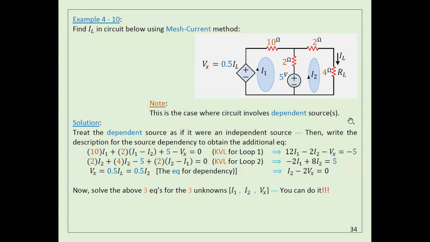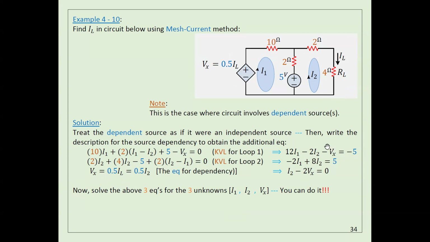From here, Vx is equal to 0.5 IL, is that okay? And IL is the current here. So what is the current here? It's I2, only I2. You got it? So here Vx equals 0.5 IL, which is I2, okay?